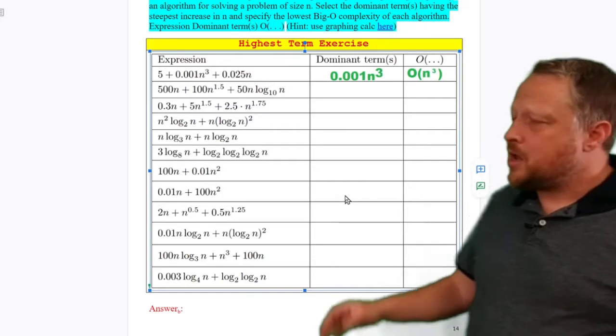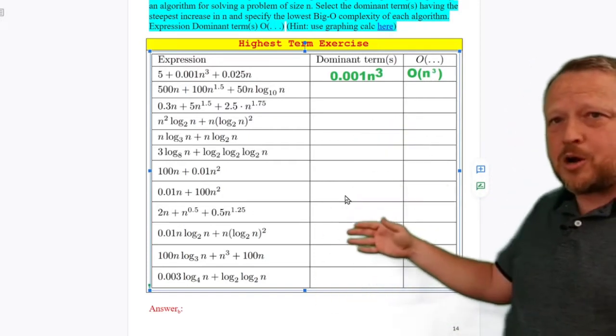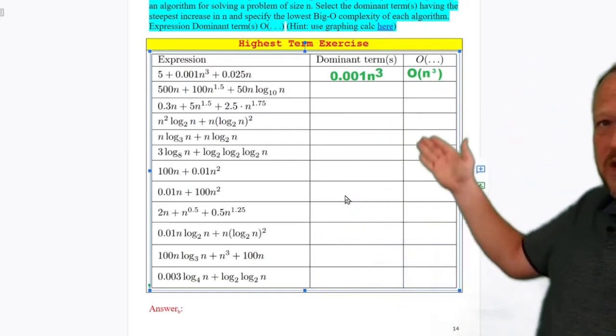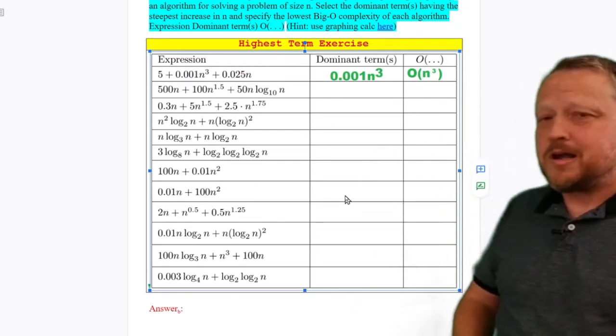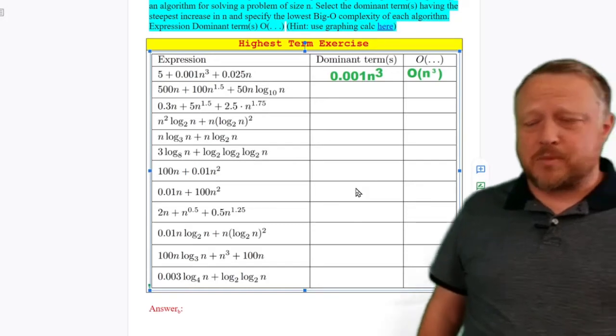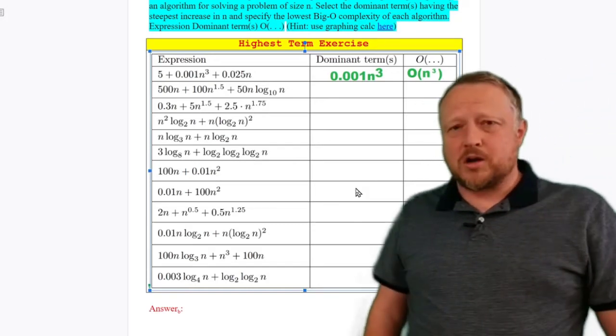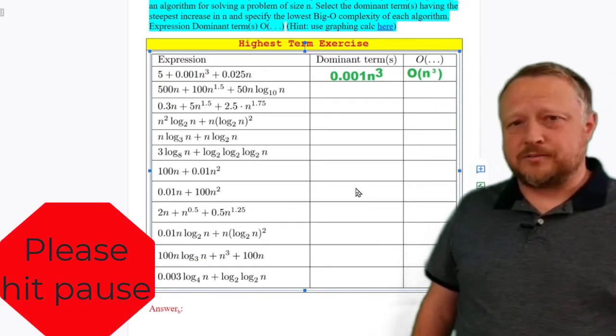So heads up. Identify all the dominant terms here. Tell me what the big O is going to be. And honestly, it should be a good giveaway. Just look at the first example there, and then go from there, and we'll go over an answer here in a minute. So go ahead and hit pause, get the work done, and then we'll go over an answer.